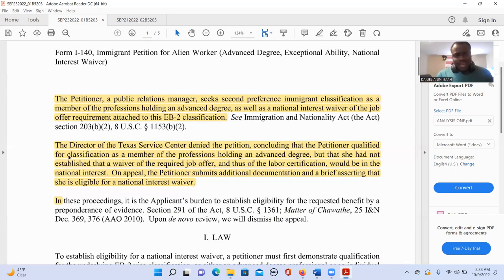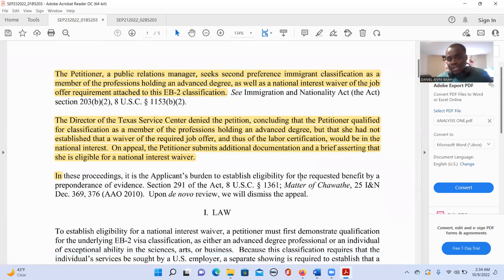Now, if you look at the second highlighted portion, it says that the director of the Texas Service Center denied the petition, concluding that the petitioner, though qualified as a member of the professions holding an advanced degree, had not established that a waiver of the job offer requirement, and thus the labor certification, would be in the national interest. On appeal, the petitioner submits additional documents and a brief asserting that she is eligible for a national interest waiver. Okay, so that is it.